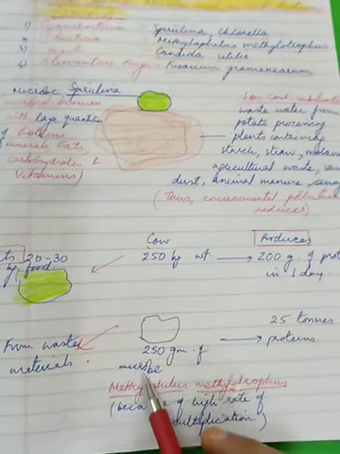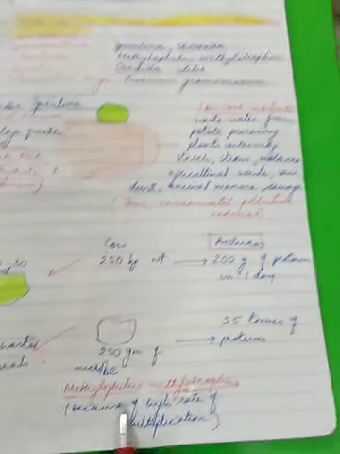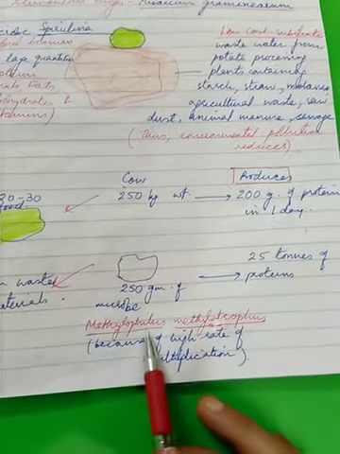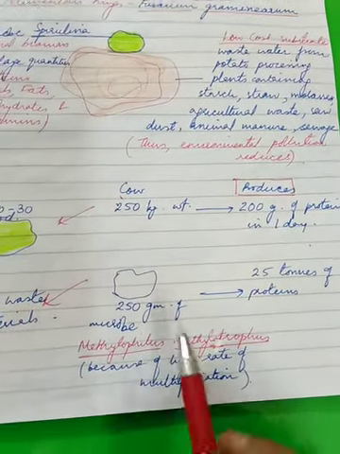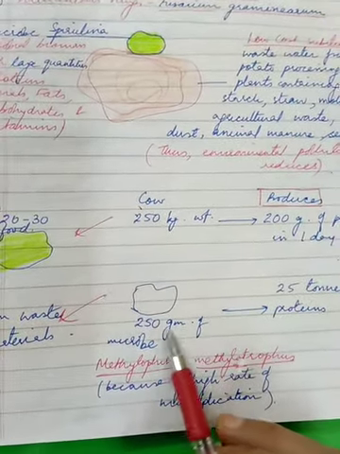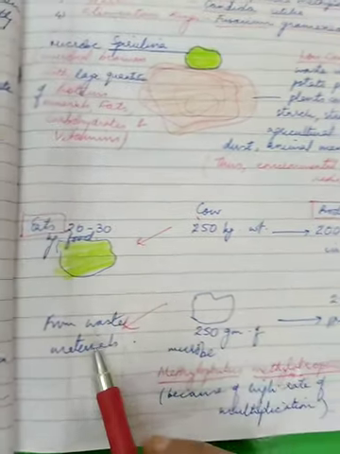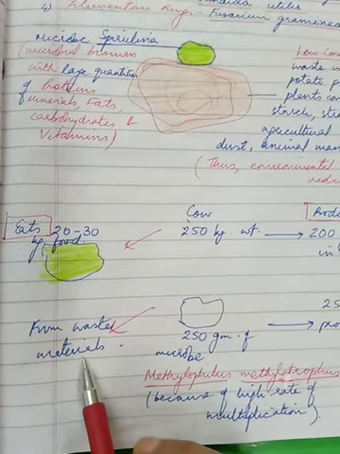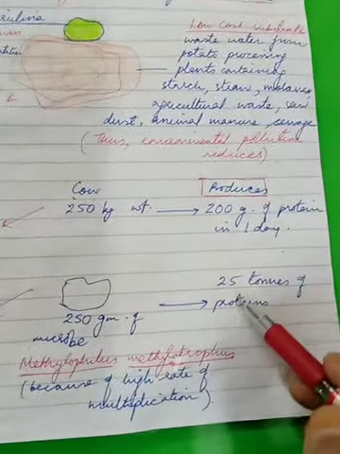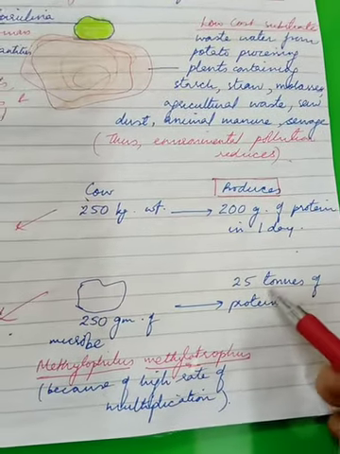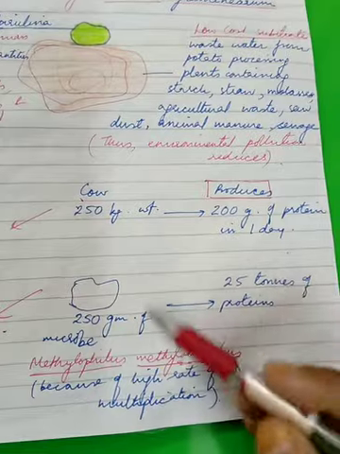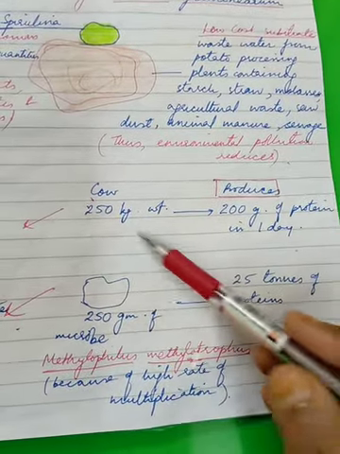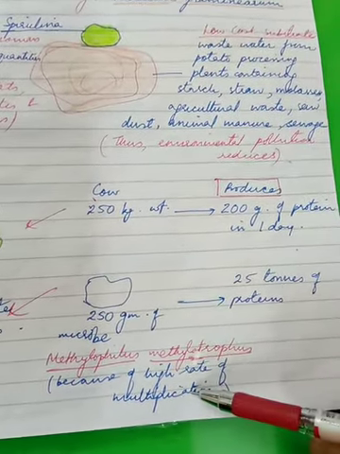There is a microbe called Methylophilus methylotrophus. This is a bacterium, and around 250 grams of this microbe can grow on waste materials. Can you imagine the output of this? Every day it will be 25 tons of proteins. And why is it so high? The reason is that it has a very high rate of multiplication.